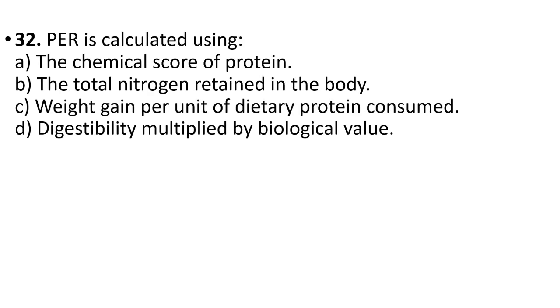32. PER is calculated using protein efficiency ratio, the chemical score of protein, the total nitrogen retained in the body, weight gain per unit of dietary protein consumed, digestibility multiplied by biological value. Your answer is option C, weight gain per unit of dietary protein consumed.